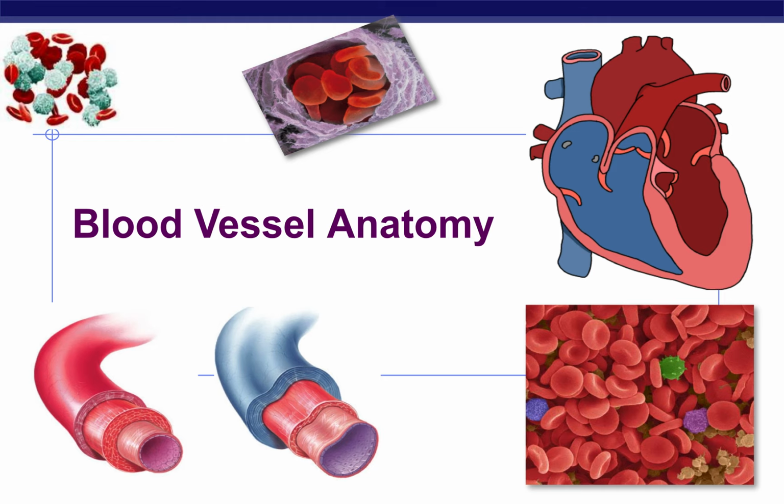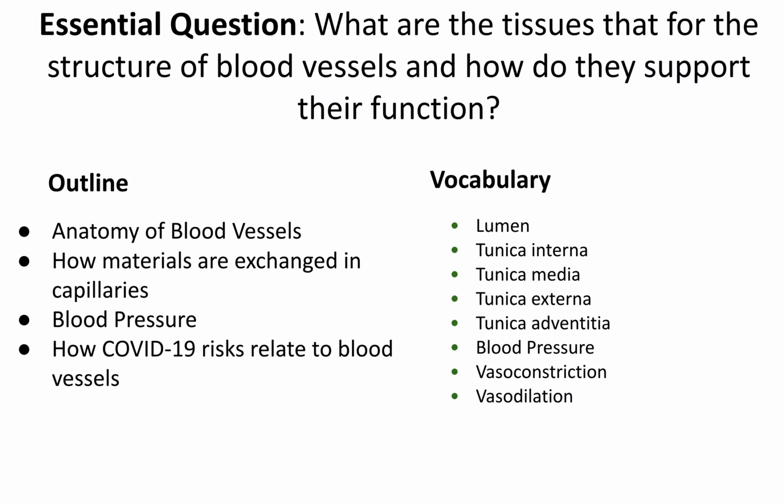Hi everyone, this lesson is going to review blood vessel anatomy. We're going to discuss the specific anatomy of the tissues found in the blood vessel, how that relates to the job of those blood vessels, how exchange is done in the capillary, and how blood pressure influences that. And then we're going to connect that all back to COVID-19 and where COVID-19 specifically attacks tissues of the blood vessel.